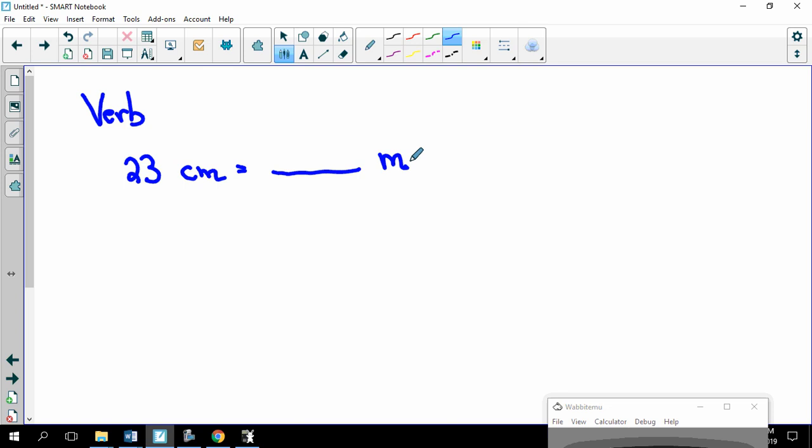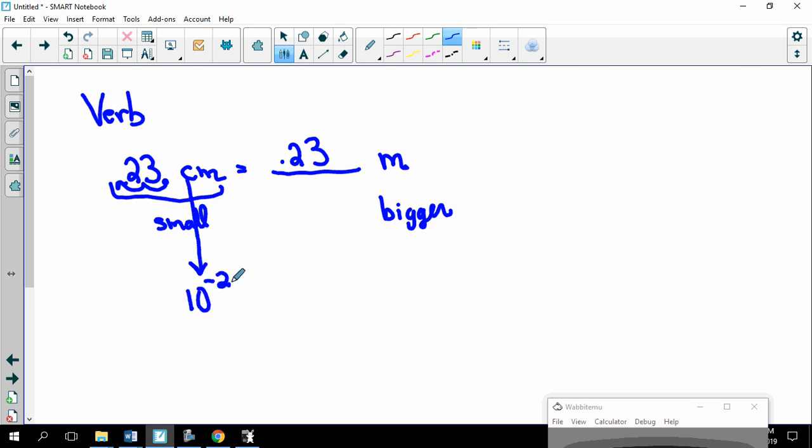Well, we want to go to the meters, so what we're saying is, well, here's what I like. This is smaller, and this is bigger, because the meter is bigger. So if you go from smaller to bigger, you have to move it over, 0.23 of a meter. They mention that centi means 10 to the minus 2. Now, 10 to the minus 2 means that you move it 2 to the left.